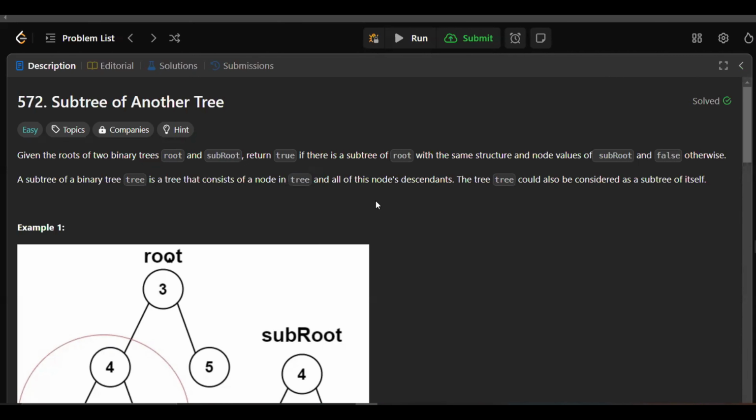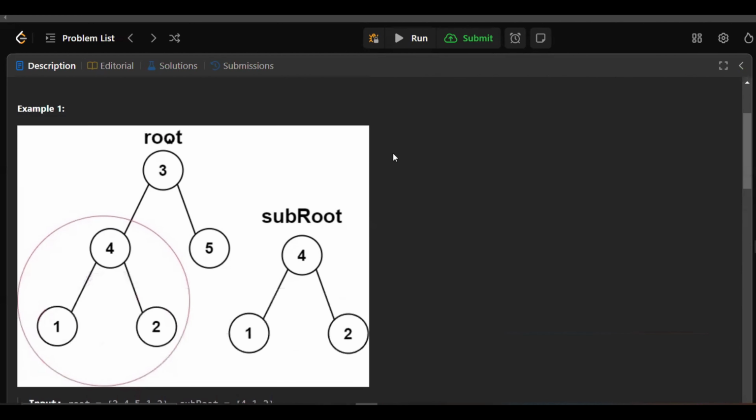Hello everyone, welcome to the solution of LeetCode problem 572 named Subtree of Another Tree. In this problem, we are given two trees, one is root and another is subroot. We have to determine whether this subroot is a subtree of this root or not.